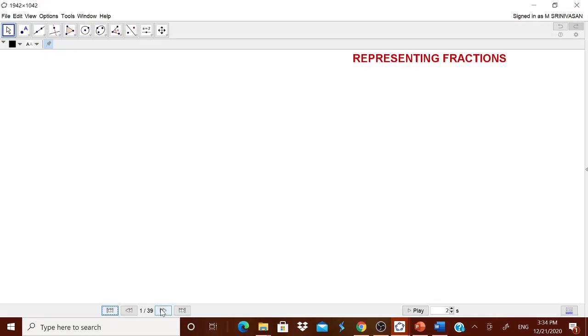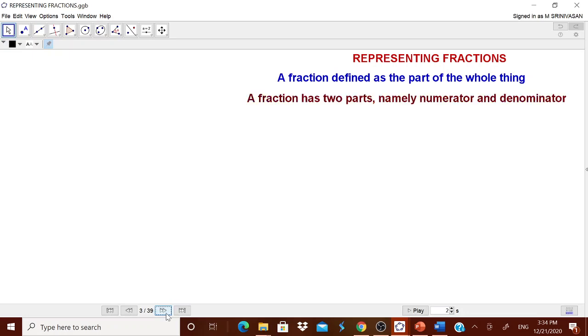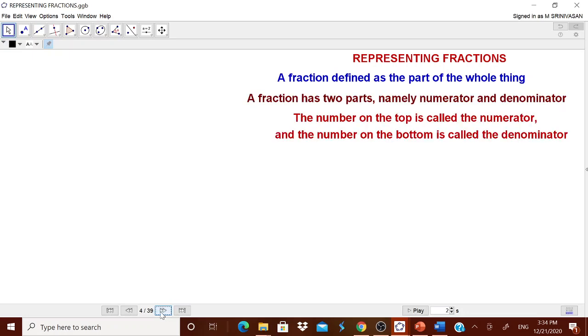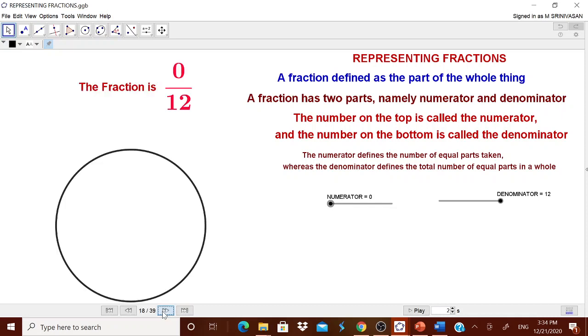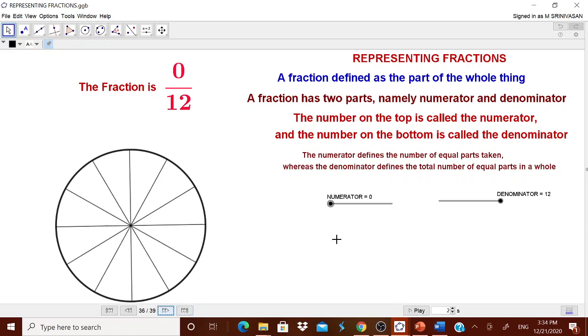We will be telling the children what you mean by a fraction. Fraction is defined as the part of the whole thing, and it has a numerator and denominator. The numerator defines the number of equal parts, and the denominator defines the total number of equal parts. We will take the numerator and denominator. We will draw a circle, and in that circle we will have some partitions, and our animation starts by moving this numerator. Is it okay?